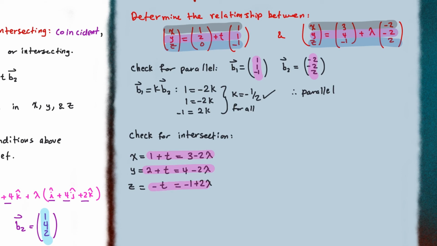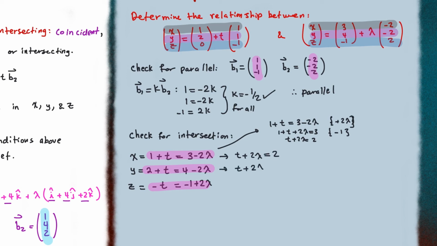We're going to take the right side of the equations and rearrange them. Here's an example for the x. So we get 1 plus t is equal to 3 minus 2 lambda. We're going to add 2 lambda to both sides. So we're going to have 1 plus t plus 2 lambda is equal to 3. Subtract 1 from both sides and we will get t plus 2 lambda is equal to 2. We're going to do the same thing for y and z. So we're going to get t plus 2 lambda is equal to 2 and t plus 2 lambda is equal to 1. We're going to use equations 1 and 2 to solve for t and lambda and then use that to check the answer from equation 3.